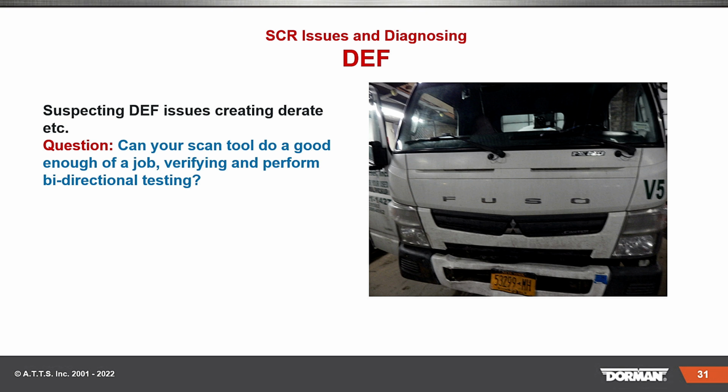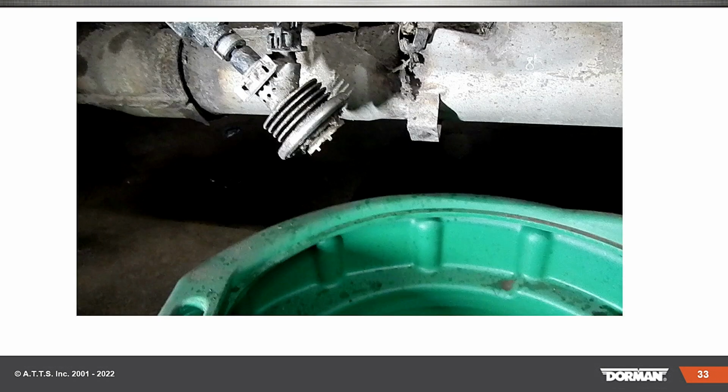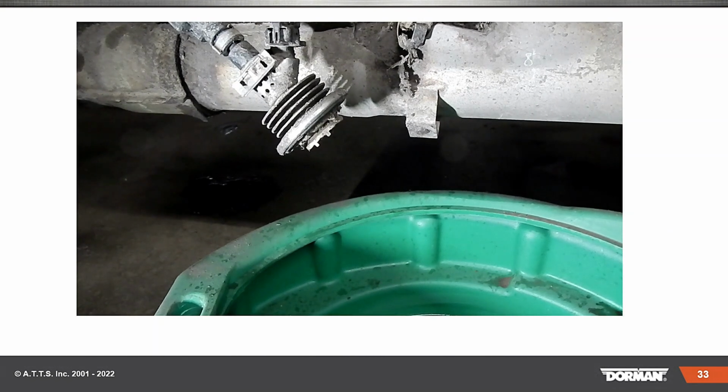Okay? The big question, this is a Fuso: can your scan tool do a good enough job verifying, performing bidirectional testing? And sometimes the bidirectional is huge. So let's see what we got here. Now this one I did use a CanDo. I can go bidirectionally: low dosing, intermediate dosing, high dosing, and this wound up being nice. And I'm going to click on it.